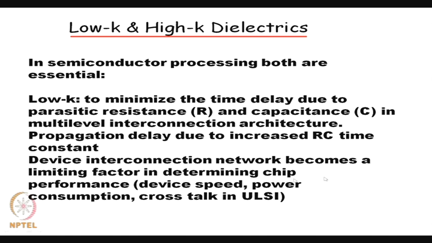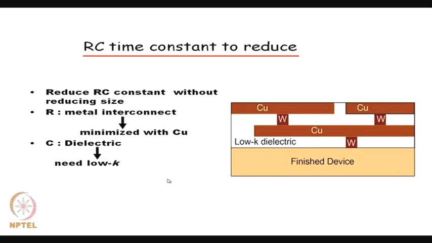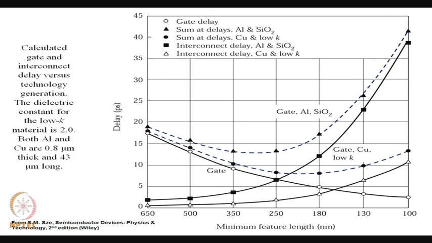What about the chip performance? The power consumption will be high, device speed will be low, and there will be crosstalk in ultra large scale integration. So it justifies the use of low K material in the interconnection network, which is a basic processing step in ULSI, or ultra large scale integration chips.